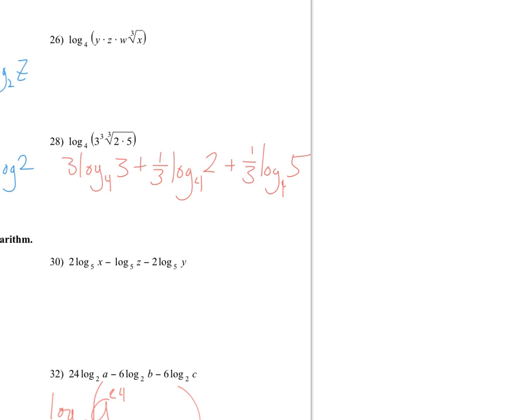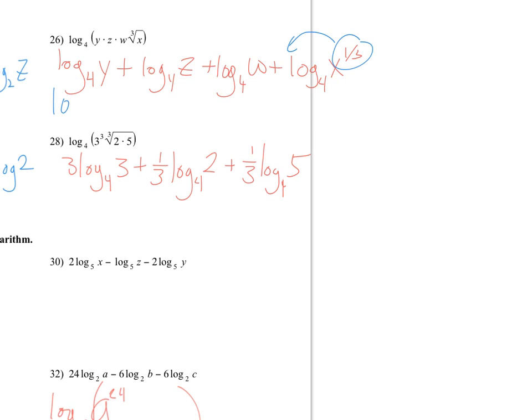For number 26, I've got to expand this. First thing I'll do is break this apart, since we're multiplying on the inside. It's going to be by adding. So log base 4 of y plus log base 4 of z plus log base 4 of w. I know a cube root is the same as a 1/3 power, so I'm going to rewrite this as log base 4 of x to the 1/3. Only thing I have to do is bring that 1/3 down front. So we get log base 4 of y plus log base 4 of z plus log base 4 of w plus 1/3 log base 4 of x.